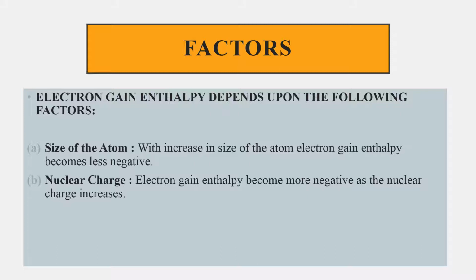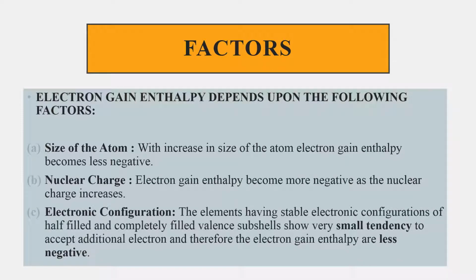As the electrons are more attracted to the nucleus, it means nuclear charge increases. And as the nuclear charge increases, an atom has a tendency to accept more electrons, because electrons are attracted towards the nucleus. So at that time, the amount of energy released is high, and due to this the value of electron gain enthalpy becomes more negative.